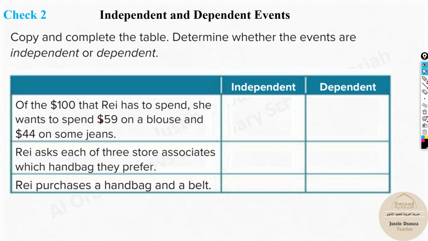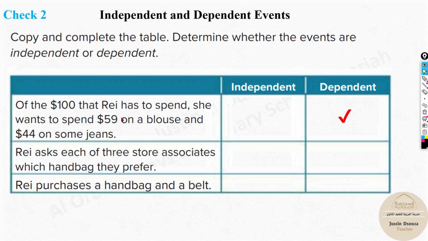Some might think it's independent. Why? Because you're spending on a blouse and spending on jeans. But look at this: the total money is constant. Of the $100, she wants to spend $59 on a blouse. But if 59 is spent, then this is impacted, right? For the jeans you can't spend 44. Why? If 59 is gone, how much is remaining? Only $41 is remaining. So these are dependent on each other. You can't say it's independent.